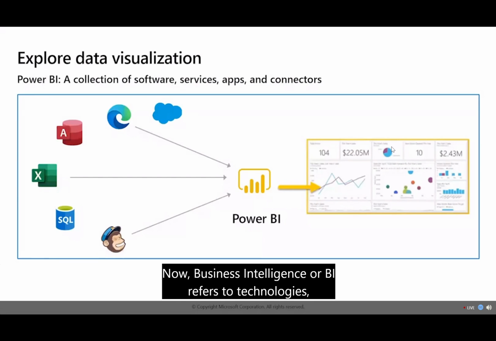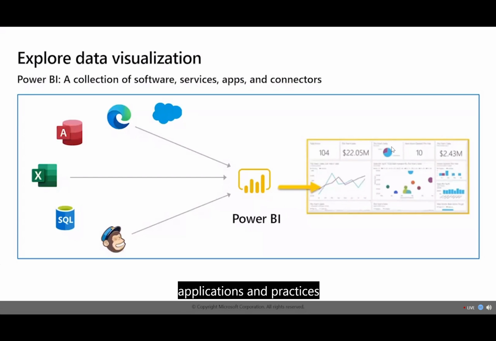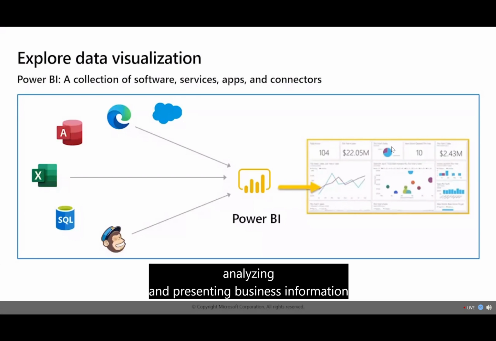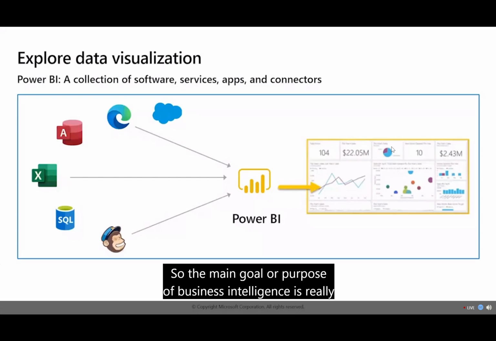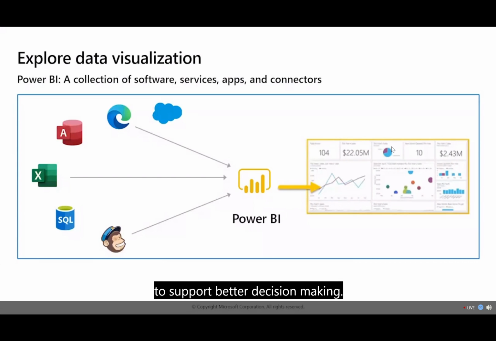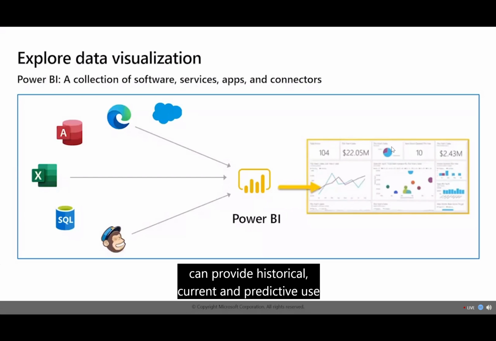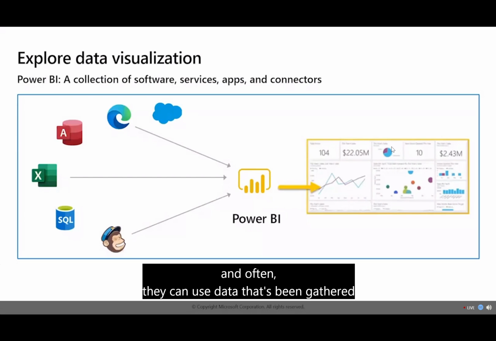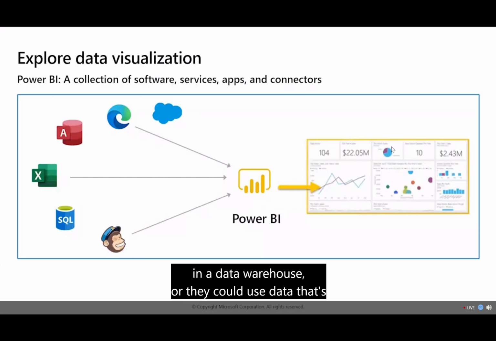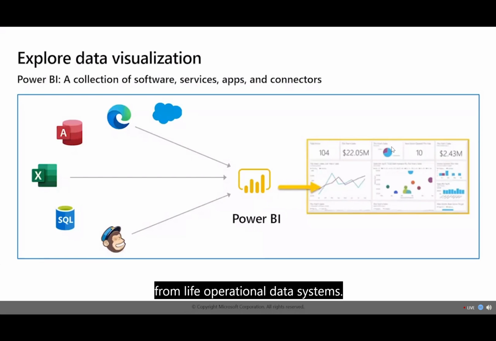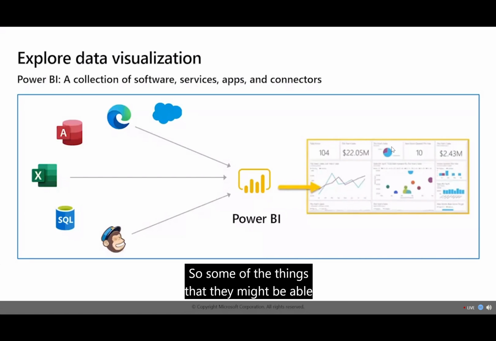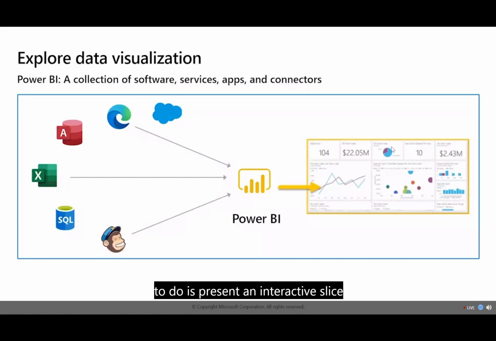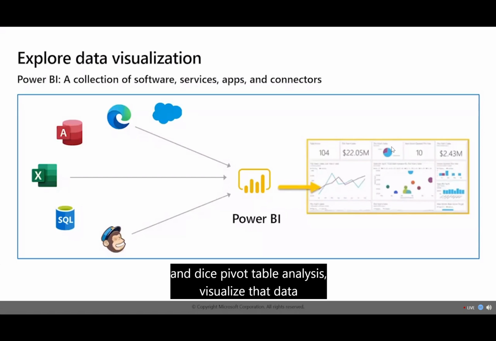Now, business intelligence, or BI, refers to technologies, applications, and practices for collecting, integrating, analyzing, and presenting business information back to the organization. The main goal or purpose of business intelligence is really to support better decision making. Business intelligence systems can provide historical, current, and predictive views of the business operations. Often they can use data that's been gathered in a data warehouse, or they could use data from live operational data systems. Some of the things they might be able to do is present an interactive slice and dice pivot table analysis, visualize that data, or do some statistical data mining with the data.